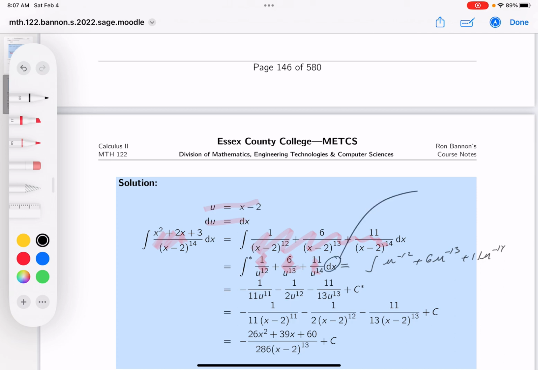I notice there's an error over here. I need to correct it. And that dx should be crossed off. And a du should be written down. I'll correct that. You won't see that. That's a du.